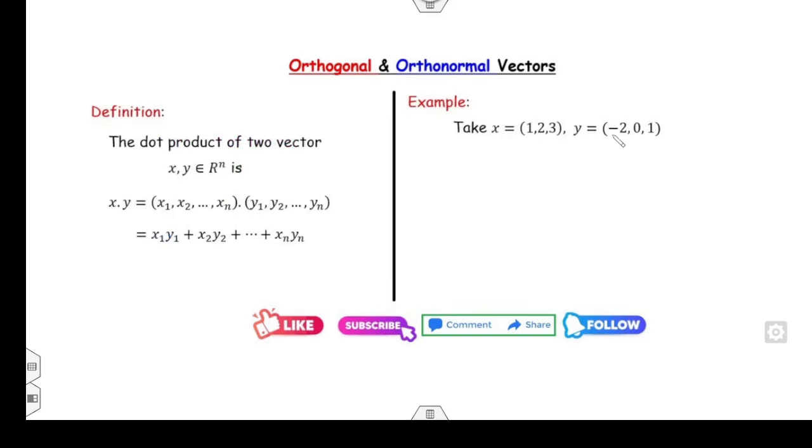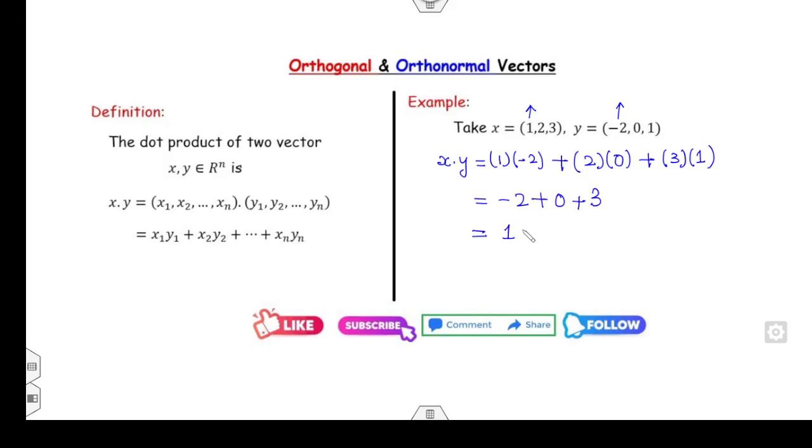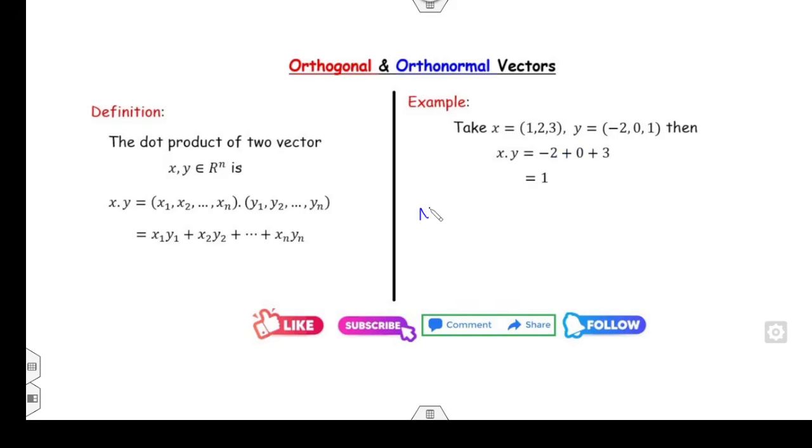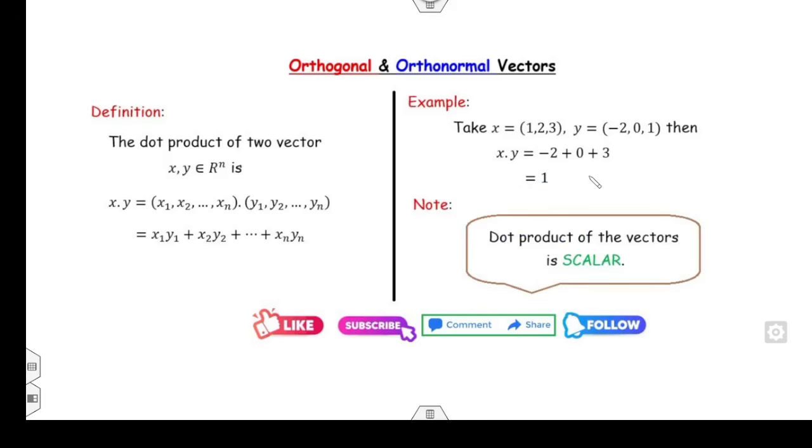How can you calculate them? For example, can you calculate x dot y? The first component multiplied with the first component, that is 1 into minus 2, plus the second component multiplied with the second component, plus the third component multiplied with the third component. The answer will be minus 2 plus 0 plus 3, that is 1. Always remember, students, whenever you calculate the dot product, the answer will always be a scalar. Scalar means a single element.